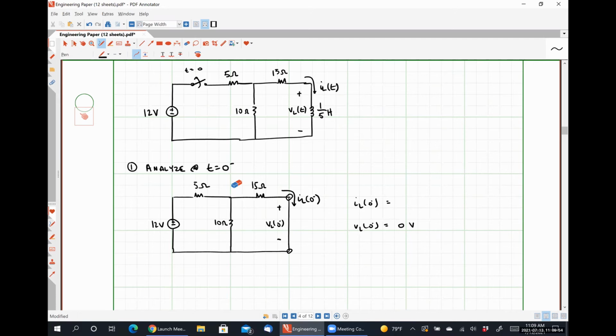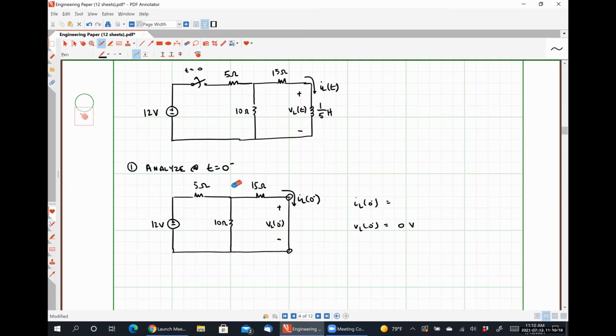Could you find the voltage across the 15 ohm resistor and then do voltage divided by resistance? Sure, so we could do that. So we could find the voltage drop across the 15 ohm resistor and then use Ohm's law to find the current. That would be a perfectly acceptable methodology here. How would you go about finding the voltage drop over the 15 ohm resistor?